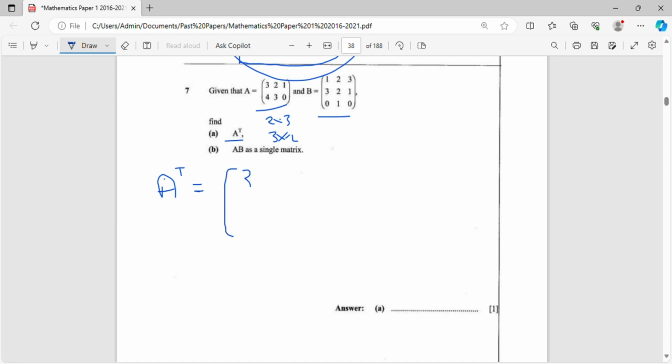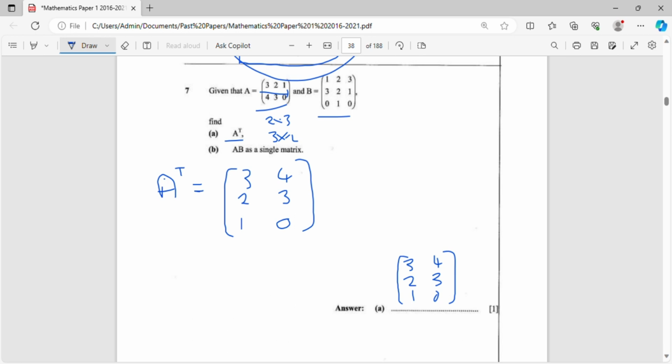So this, the 3 2 1, which is a row, will become our first column, which is 3 2 1, and 4 3 0 will be our second column. And just like that, that is the transpose of matrix A. We've changed the rows to be the columns and the columns to be the rows. So 3 2 1, 4 3 0.